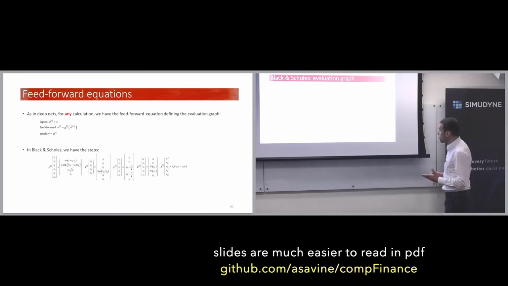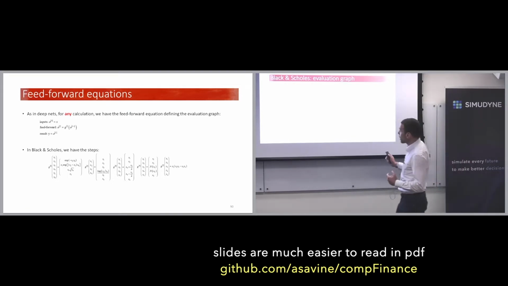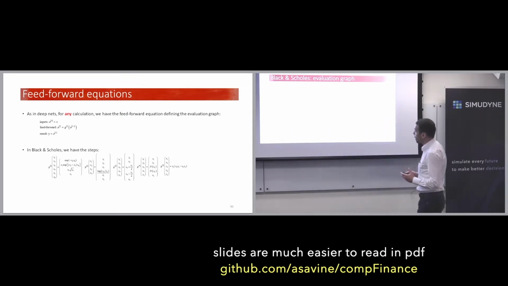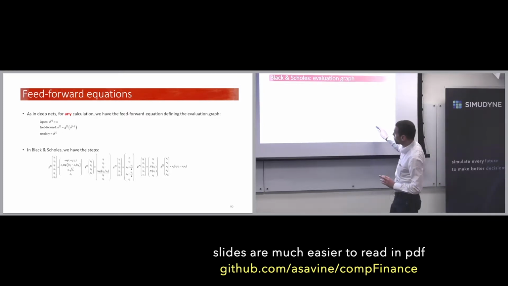So that's why I've been splitting Black-Scholes into 5 layers, and actually I should have split it further. I just wanted it to hold on one slide.